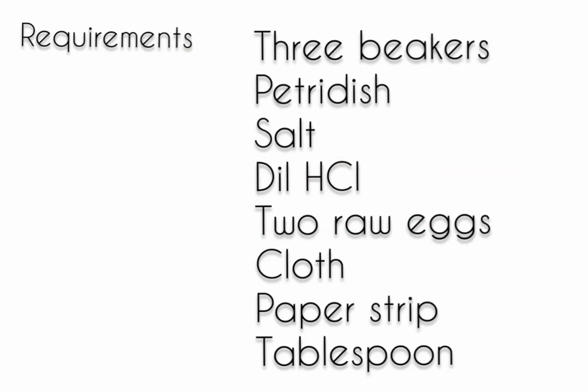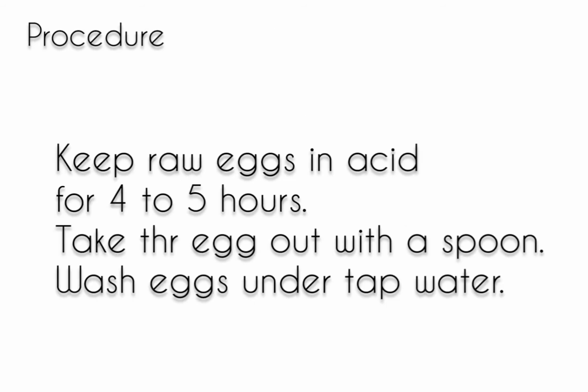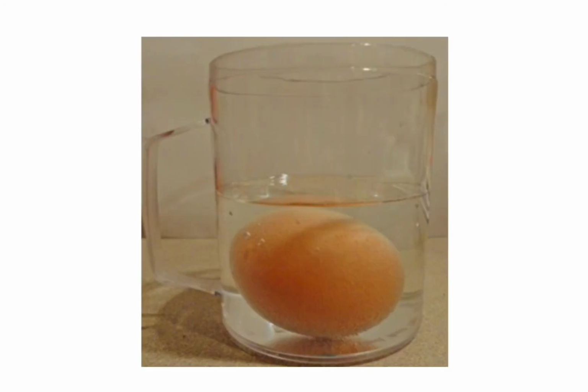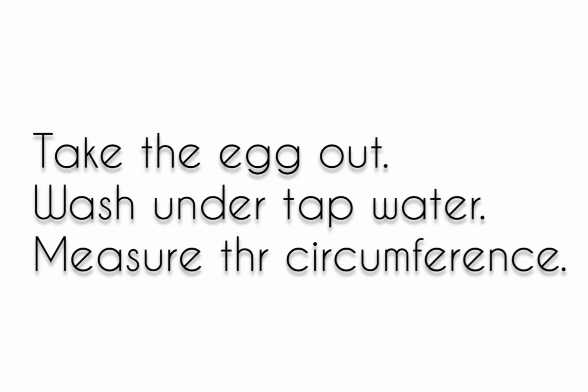For this activity, we will require 3 beakers, a petri dish, salt, dilute HCl, cleaning acid, 2 equal sized raw eggs, a cloth to wipe, a strip of paper for measurement, and 1 tablespoon. In the first step, keep the raw eggs in dilute HCl or cleaning acid for 4 to 5 hours. What happens? Eggshells get dissolved. Now you can take the egg out with the help of a tablespoon.